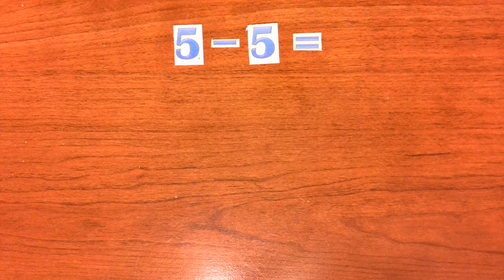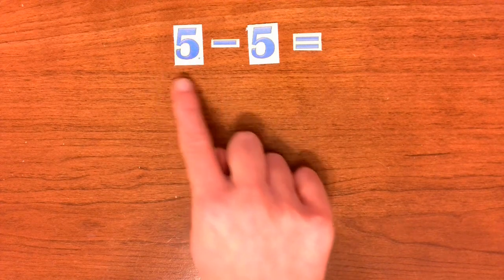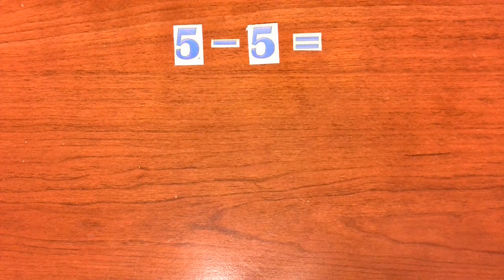Let's solve 5 minus 5. The first way I want to solve this is by using counters. Because of this 5 here, I'm going to need to get 5. Now 5 is positive, and in this case, I'm going to use green to represent positive. So let's get 5 green pom-poms.